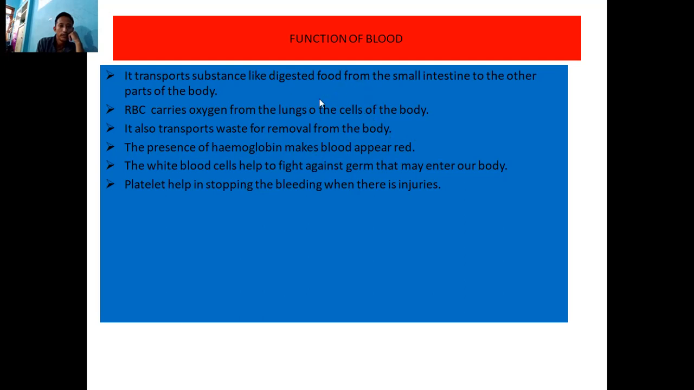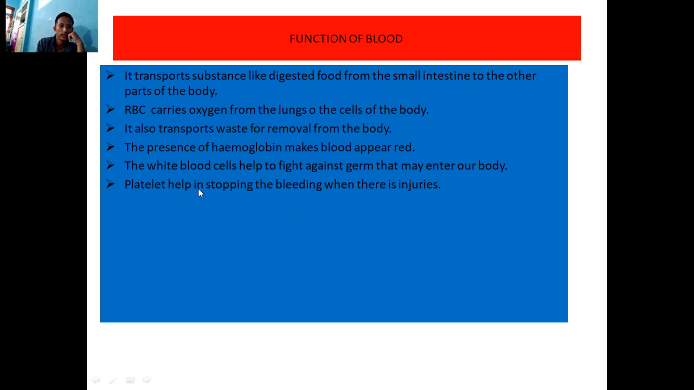Blood appears red because of the hemoglobin in it. White blood cells fight against the germs, and platelets stop bleeding. These are the functions of blood.